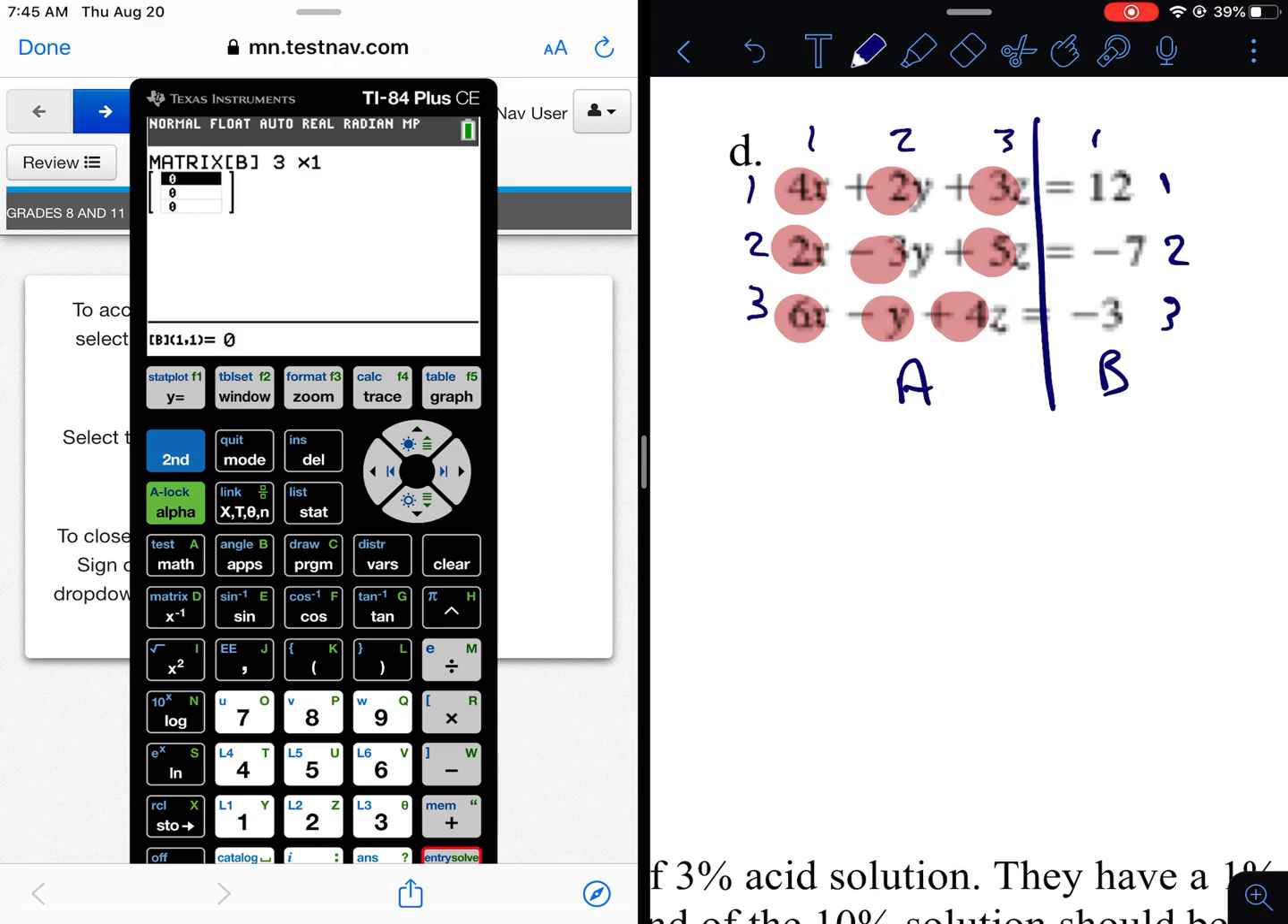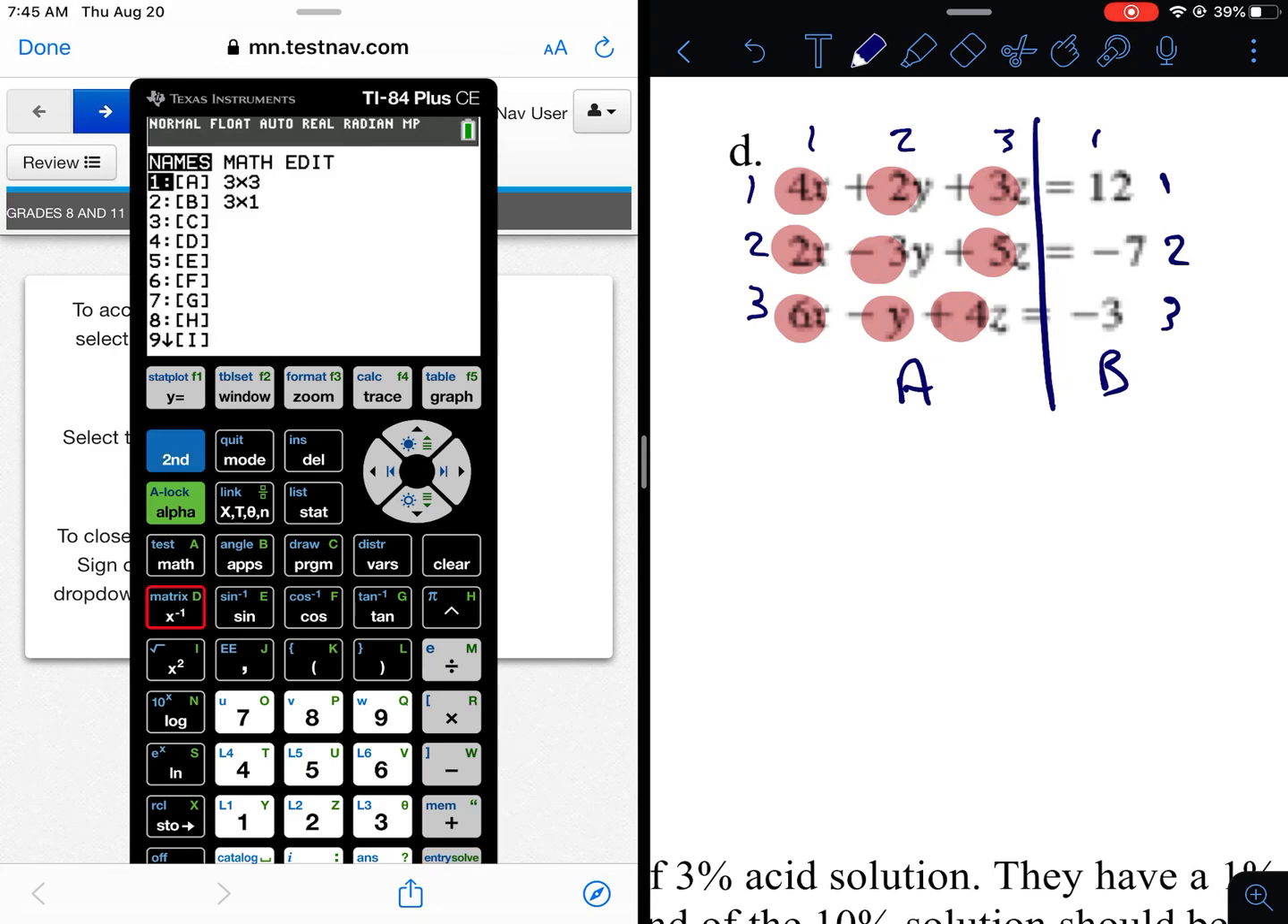There we go. Now it looks like a column. That looks like the way it's supposed to look. And so now we're going to enter the digits in. So we have 12, negative 7, and negative 3. Okay, so once we have everything in, we are set.